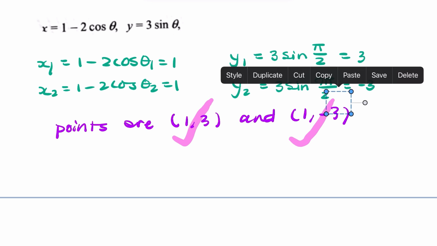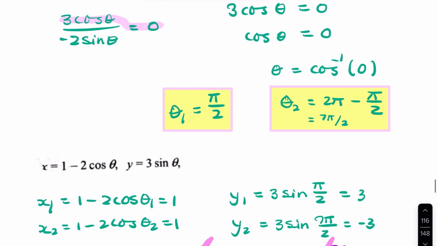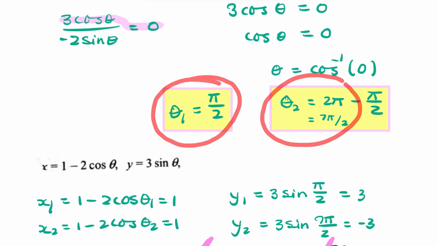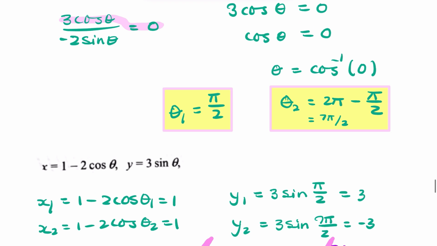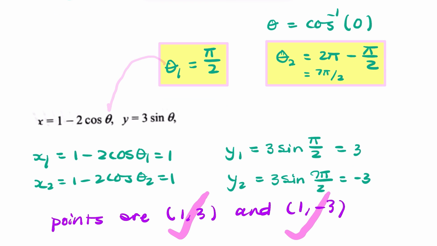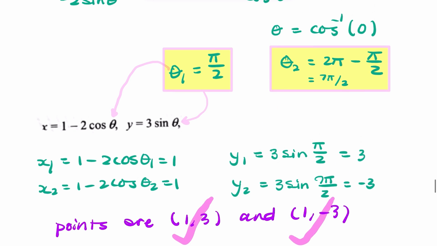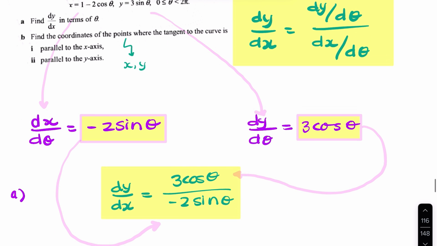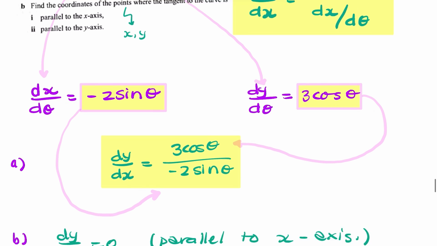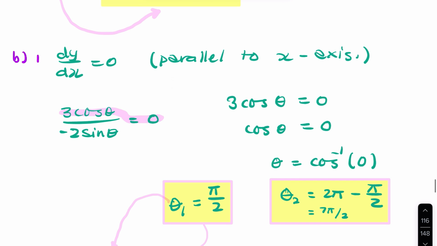All right, so it isn't enough to find theta. We need to actually substitute theta into here in order to find the values of x1, x2, y1, y2, because the question is asking for the coordinates. So that was part B1, where we're looking for tangents parallel to the x-axis.